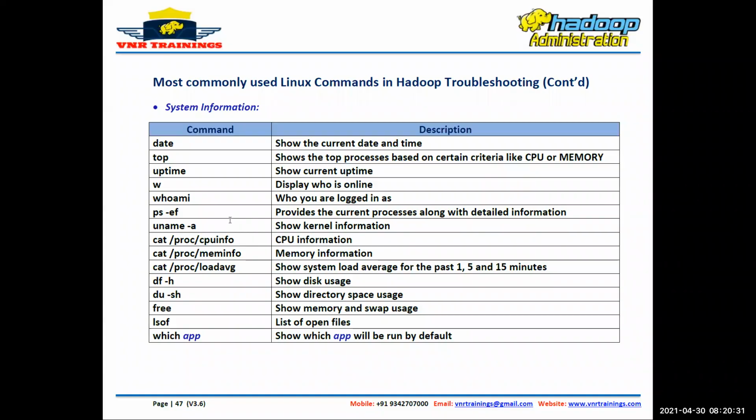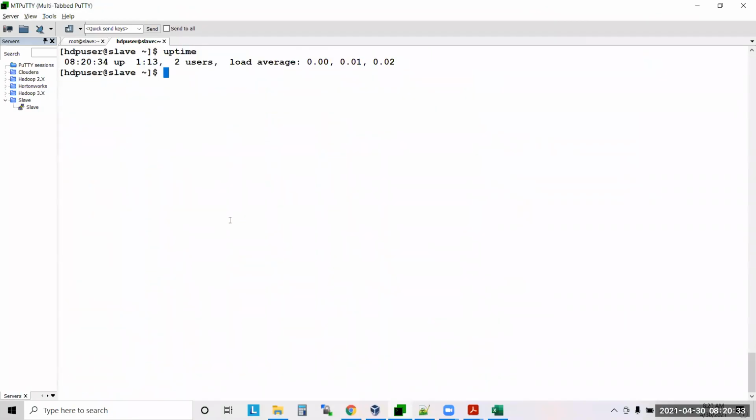Next is uptime. When I say uptime, this will show since when the system is up and running. The current time, the status is up, from 1 hour 13 minutes. How many users are currently logged in? 2 users: one is sdpuser, the other is root. What is the load? This is the current load, the 5 minutes back load and the 15 minutes back load. Understand?